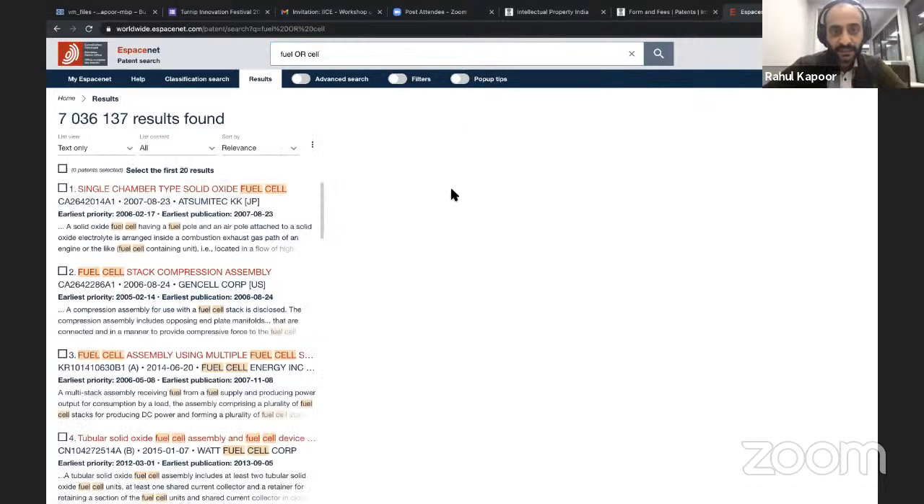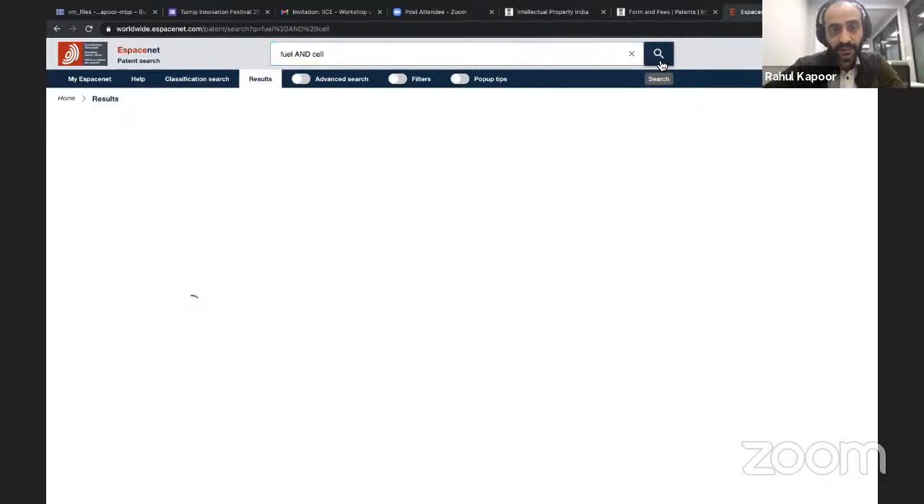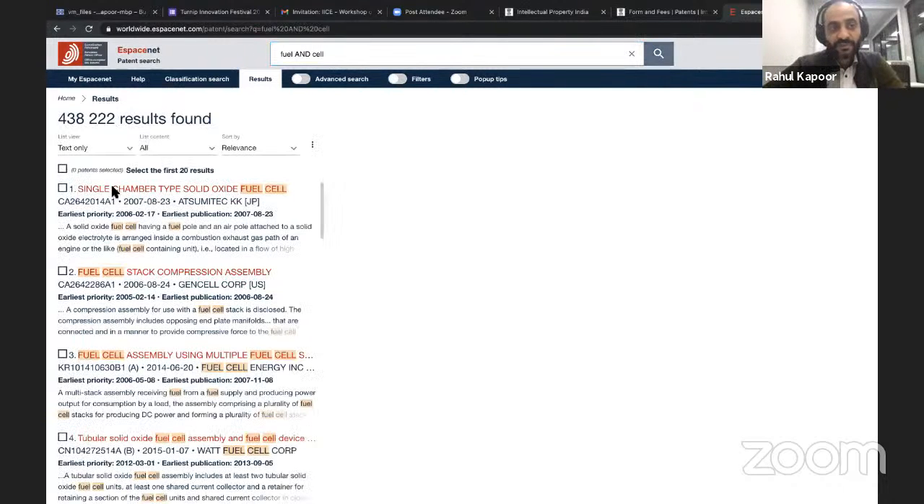Yes, you're right. You can see, with "or", either of these words can appear in the text. So this will be a really broad search. But as soon as you use "and", you become much more narrow, because now you are saying that you want to search fuel as well as cell. Both of them have to be present. So from 7 million, it became 400,000. That's less than 10 times, 20 times even.